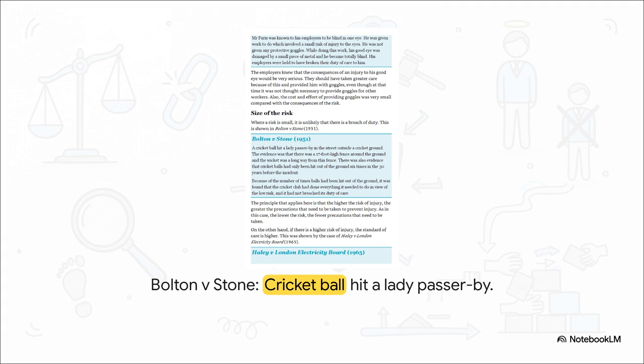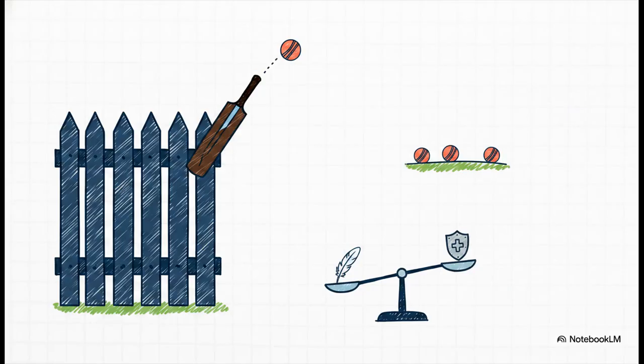The ball clears a 17-foot-high fence, travels a massive distance, and tragically hits a woman just walking down the street. Well, the court crunched the numbers, and the evidence showed a ball had only been hit out of that ground 6 times in 30 years. Because the statistical risk was just exceptionally low, the court found the cricket club had actually taken adequate precautions with their 17-foot fence. It boils down to a simple rule. The lower the risk, the fewer precautions you need to take.